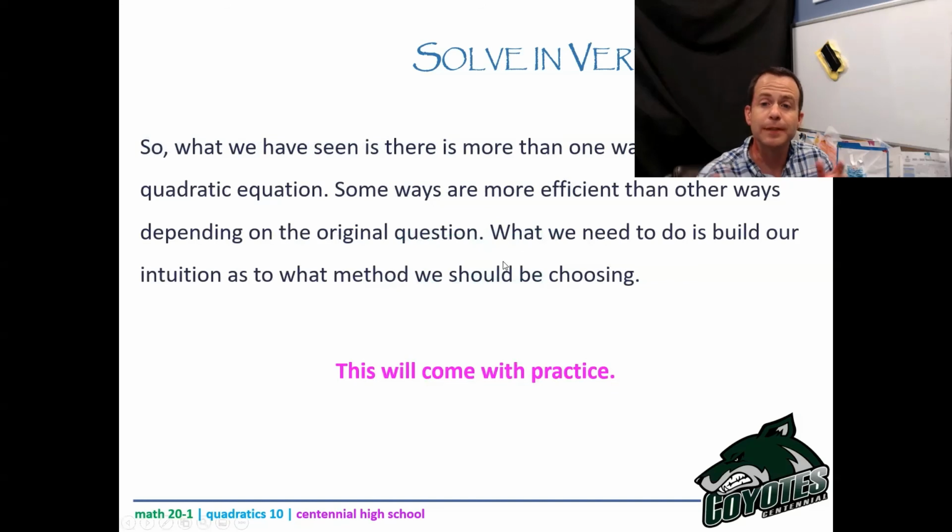So what we have seen is there is more than one way to solve a quadratic equation. Some ways are more efficient than other ways, depending on what the original question is, okay? What we need to do is to build our intuition. It's all about being able to look at something and knowing what's the easiest way to go about solving it, okay? That comes with practice. Do lots of practice. So important. It's the only way for your brain to make the connections that you need it to make, okay?